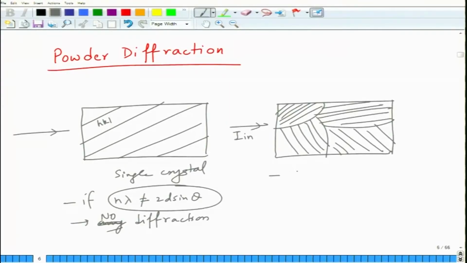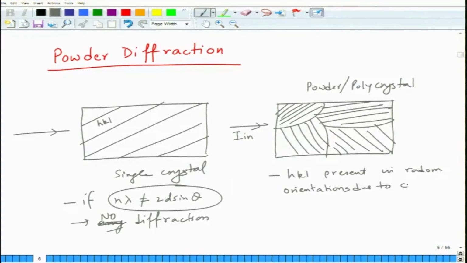So, HKL present in this powder, or you can say polycrystalline material, okay, polycrystal. HKL present in random orientations due to crystals being present in various possible orientations, right.